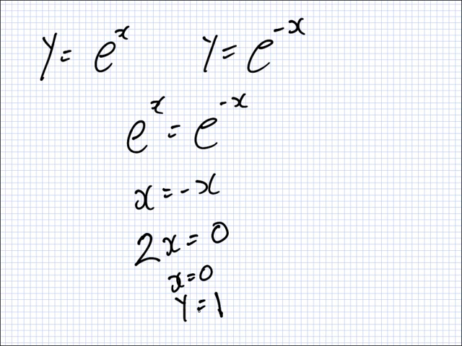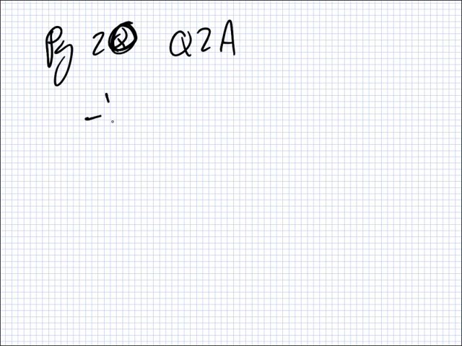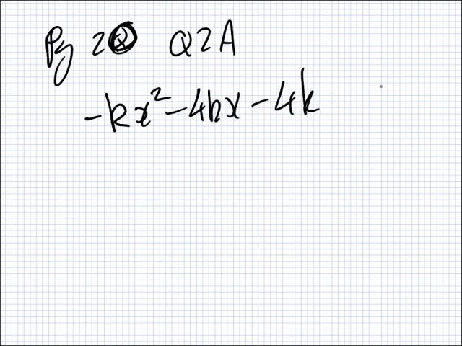Yeah, which one? Page 20, 2a. Sure. Page 20, question 2a. How many roots does this equation have? Minus kx squared minus 4kx minus 4k, and k is not 0. Yeah? What's wrong, guys? Everything right? Are you sure? Okay. Right. How do we get the number of roots here?